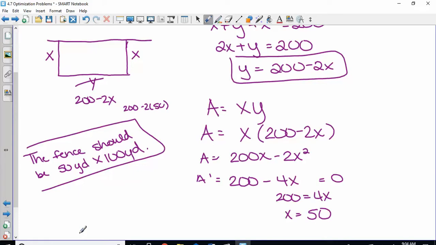Sometimes we might get answers that don't make sense. Like if I'd gotten a negative, could we have a negative length? No. So sometimes we might have more than one critical point and we'll have to check to see which ones make sense in our problem.